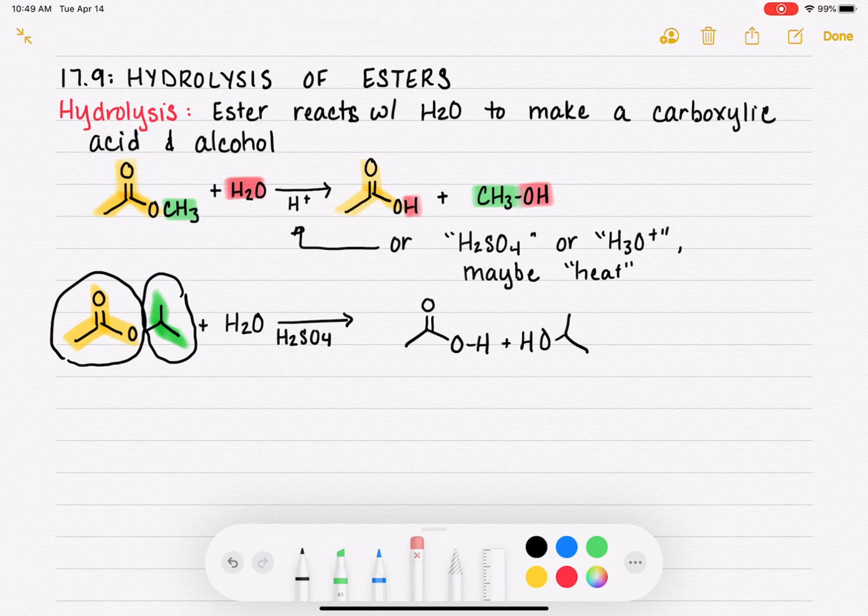Just like that. Now let's pretend like you didn't know which piece got the hydrogen and which piece got the OH. So we're backing up. One piece gets the hydrogen, what if you went like this? And one piece gets the OH, like that. We don't have that. Don't do this oxygen thing. We don't make that molecule. No, no, no. One piece gets the hydrogen, one piece gets the OH. Carboxylic acid, alcohol, perfect. Let's do one more.